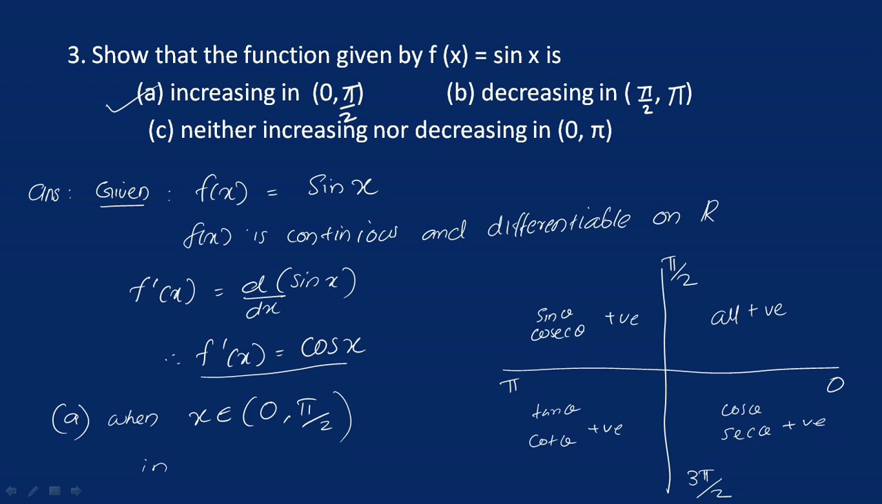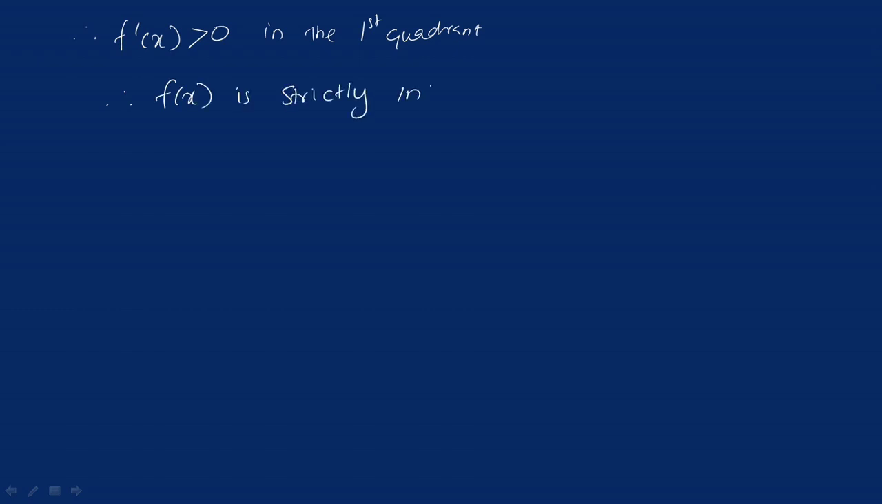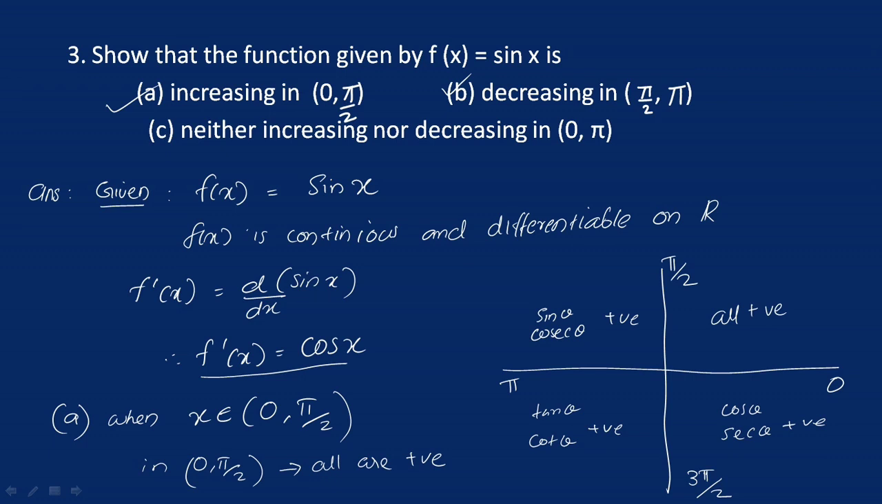So when x belongs to 0 to pi by 2, that means cos x, in 0 to pi by 2 all are positive. So we can say that f dash of x is greater than 0. In the first quadrant, all are positive, right? So we can conclude f of x is strictly increasing in 0 to pi by 2. Now the second part, that is decreasing in pi by 2 to pi.